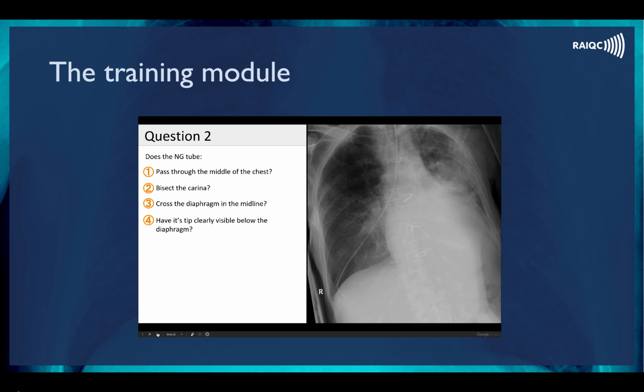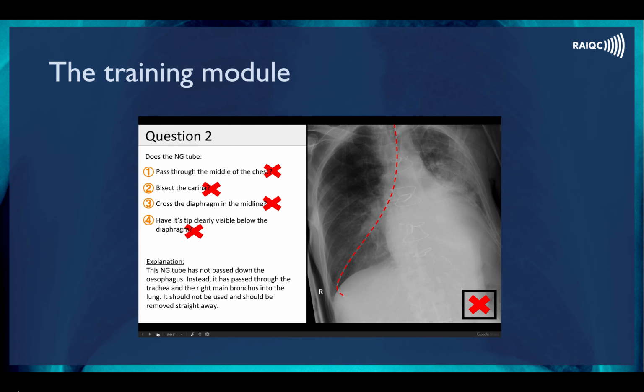They can then go on and again think about this one. Does it pass through the middle of the chest? It doesn't. Does it bisect the carina? No. Does it cross the diaphragm in the midline? Again, no. And is its tip visible below the diaphragm? No, it's not. So the module feeds back to say that all of these are incorrect and explains why.